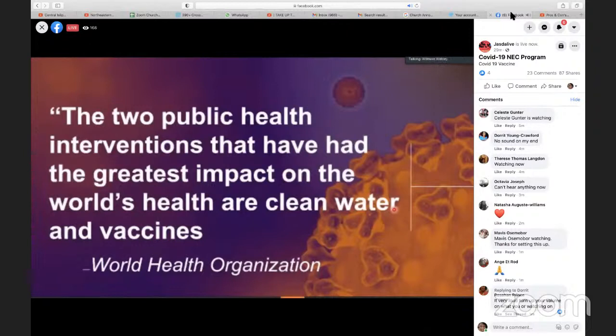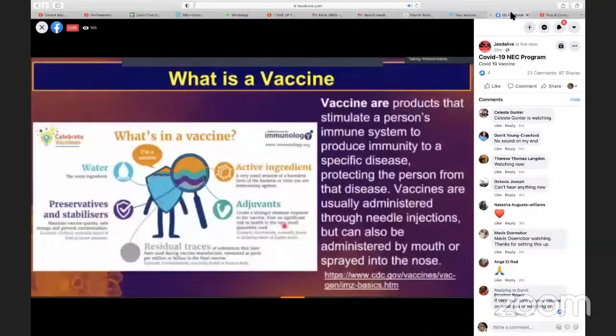and infect new people. I like this quote from the World Health Organization, where it says, the 2 public health interventions that have had the greatest impact on the world's health are clean water and vaccines. No other 2 public health measures have been so successful at preventing disease overall.